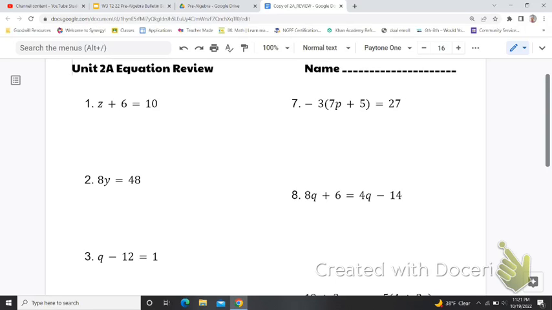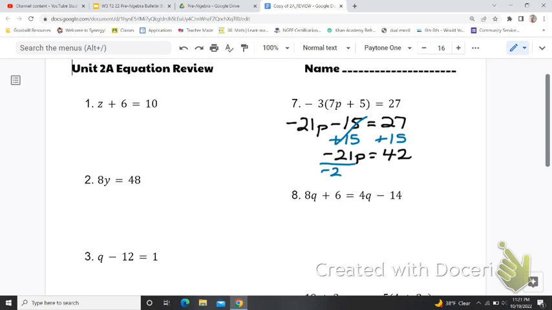So number 7, now we have multi-steps. We're going to distribute first. And I did show you another way you could do this problem. You would get the same answer, so I'm just going to work it one way here. Distribute. Now I can treat it like any other two-step equation. I'll add 15 so that that adds up to 0 with negative 15. And then 27 plus 15 is 42. Divide both sides by negative 21.